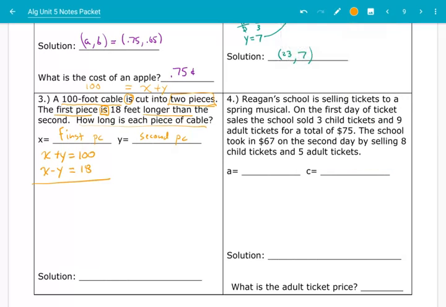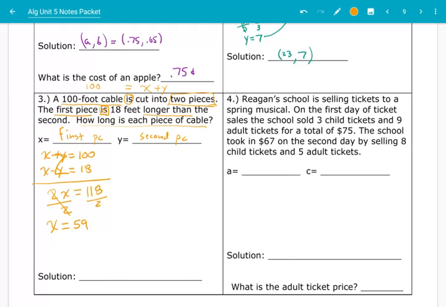Yeah, right there. Y has a coefficient of 1, and the signs are different, so we can eliminate that right off the bat. So x plus x is 2x equals 118. Let's divide by 2. That gives me x equals 59.